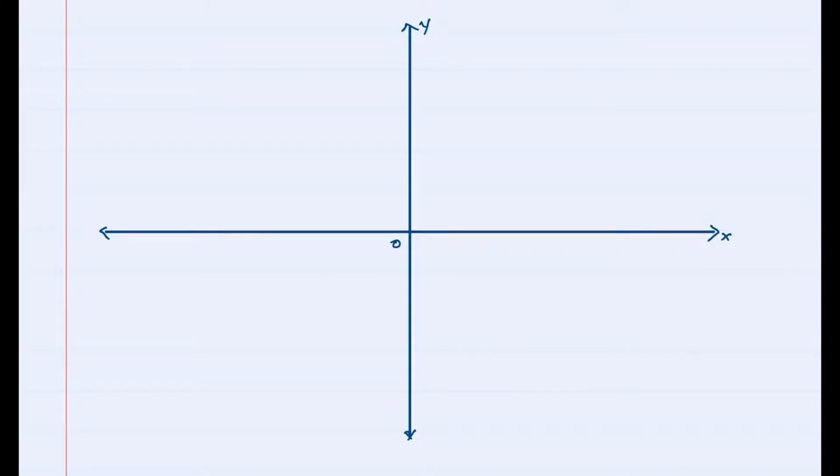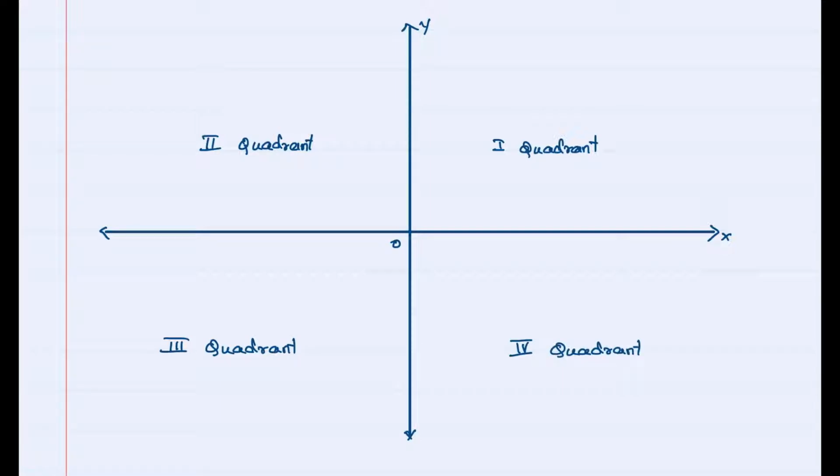We know that the x and y axes divide a plane into 4 equal parts. They are called quadrants. This is the first quadrant, second quadrant, third quadrant and fourth quadrant. If the initial ray and the terminal ray coincide, it represents 0 degrees. And if the angle is between 0 degrees and 90 degrees, it is called the first quadrant angle. And 90 degrees is called a right angle.